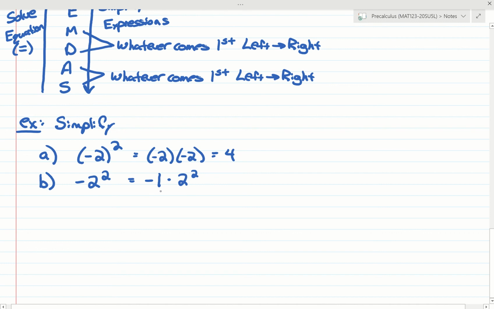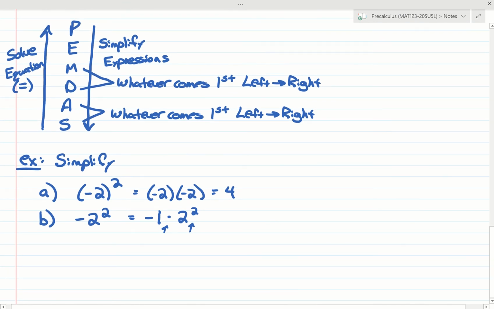And the first thing we have, we do have multiplication, but we also have exponents. So according to PEMDAS, we do the exponents first. So this would just be negative 1 times 4, which is negative 4. So you can see that there is a difference between these two expressions.